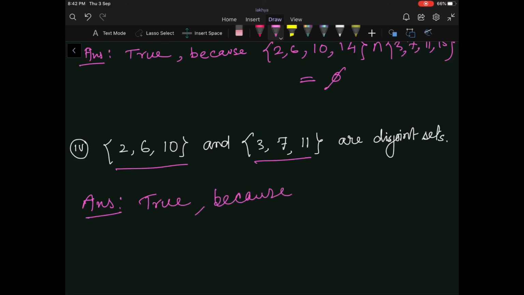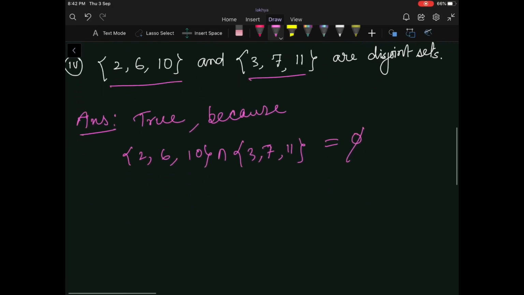Because the intersection of these two sets is phi. Okay, so this exercise is now completed.